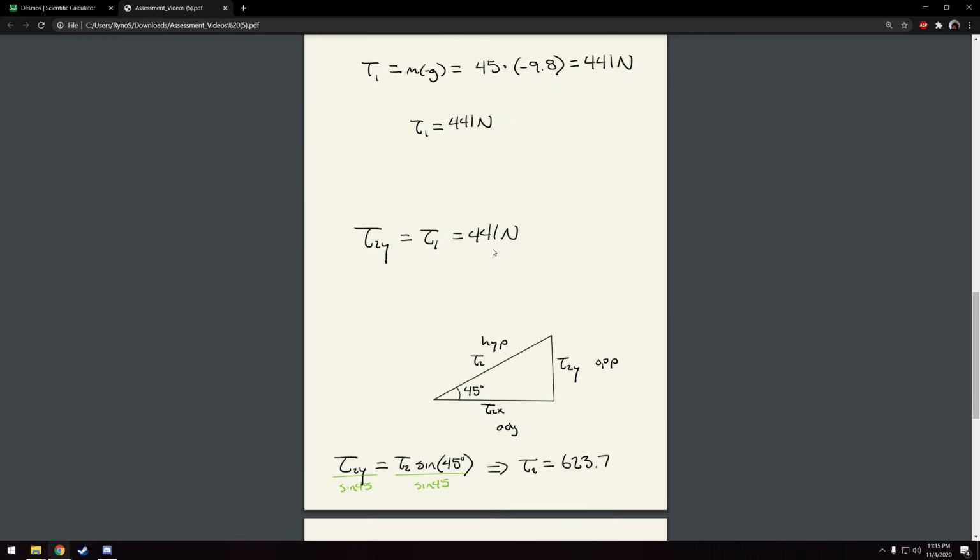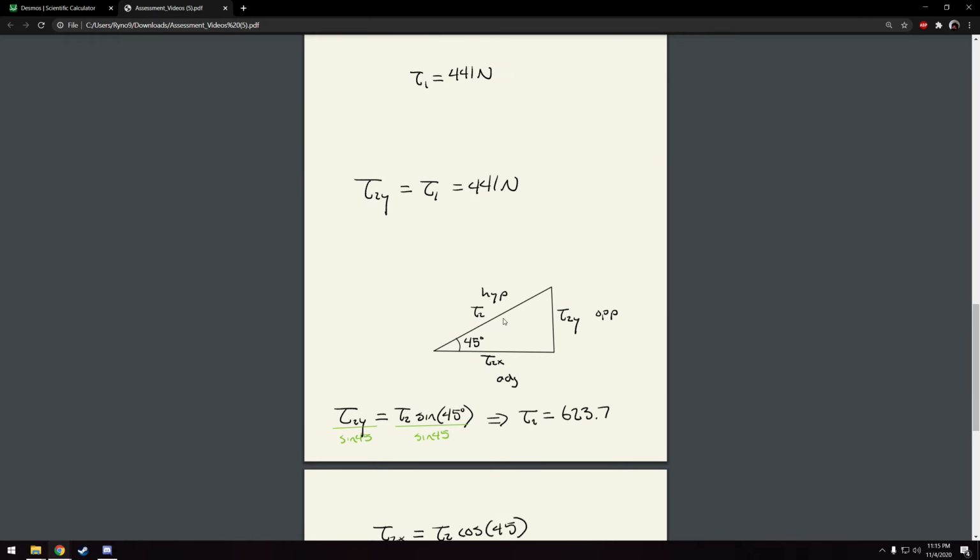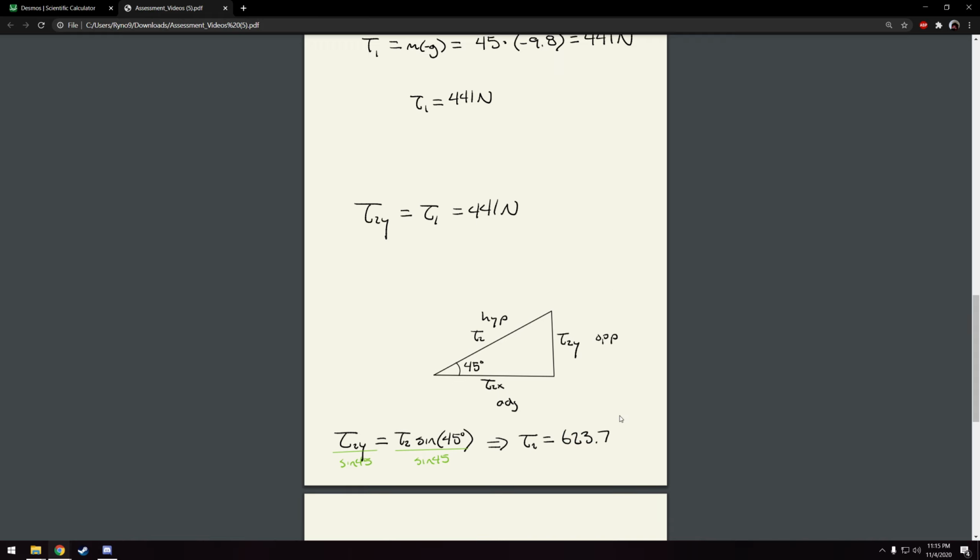So what we can say is that this is our T2, and we can figure out this y component by setting it as the opposite. Our T2 is our hypotenuse. We can say that T2y is going to be equal to the hypotenuse times the sine of 45, because sine is equal to opposite over hypotenuse. Solve for opposite, and you get this equation right here. Solve for it, you get 623.7. Easy stuff.